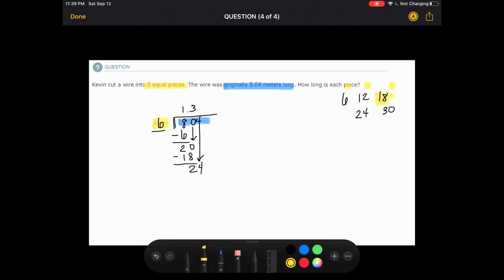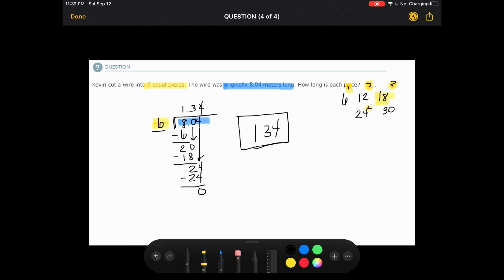Okay, so I have 24. And thank God I already wrote out my numbers, right? So I have 6, 12, 18, 24. 6 goes into 24 how many times? 1, 2, 3, 4 times evenly. So I write my 4 there. 6 times 4 is 24. Subtract, and I have nothing to bring down, and I have no remainders. So my number is 1.34.